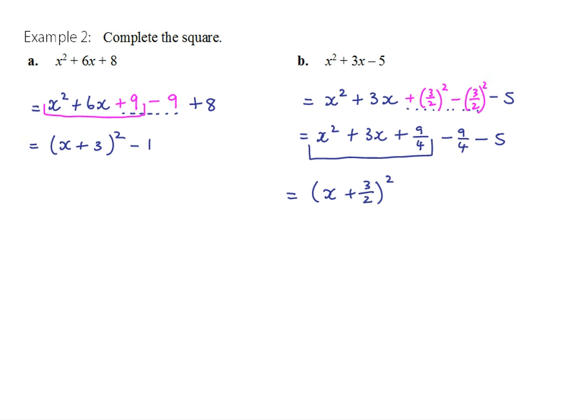And then outside of that perfect square I've got minus 9 on 4 minus 5, so I'm going to need a common denominator there. Minus 9 on 4 minus 20 on 4. So we're going to have x plus 3 on 2 all squared minus 29 on 4. And we've completed the square. So if your coefficient of x is an odd number, you're going to have fractions involved in this, so you just need to deal with that. It's obviously much nicer and much easier if the coefficient of x is an even number.